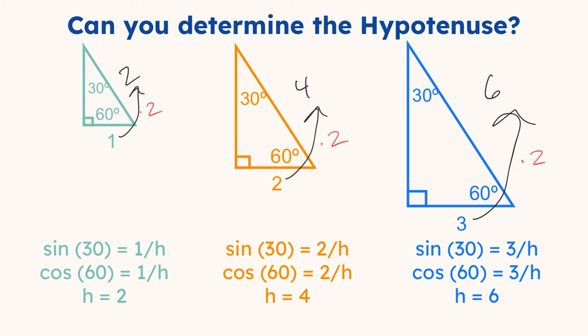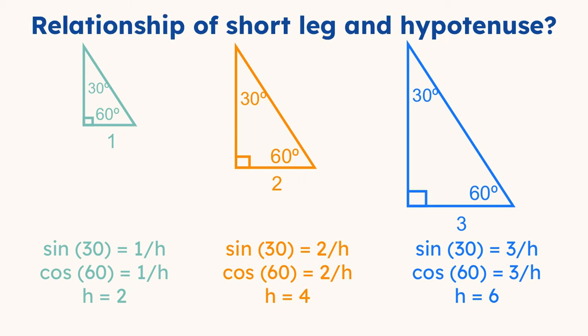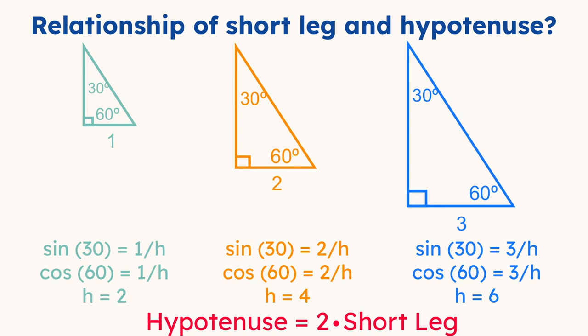So the pattern for these 30-60-90 triangles is that if you want to figure out the hypotenuse, you just do 2 times the short leg. And remember, the short leg is always the leg that's across from the 30-degree angle. The smallest angle and the shortest side are opposite from each other.